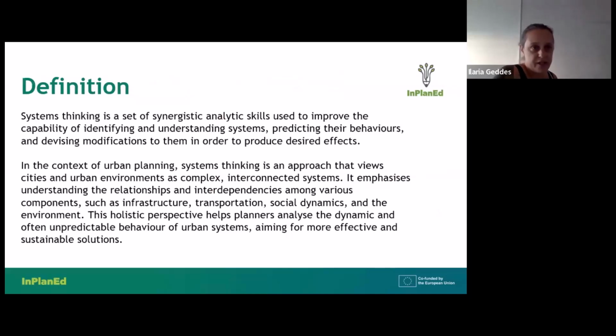So the definition. It's considered a set of skills that you develop and acquire, and they are used to improve your capability of identifying and understanding systems, predicting their behaviors, and designing modifications or interventions in order to produce an effect that you want.